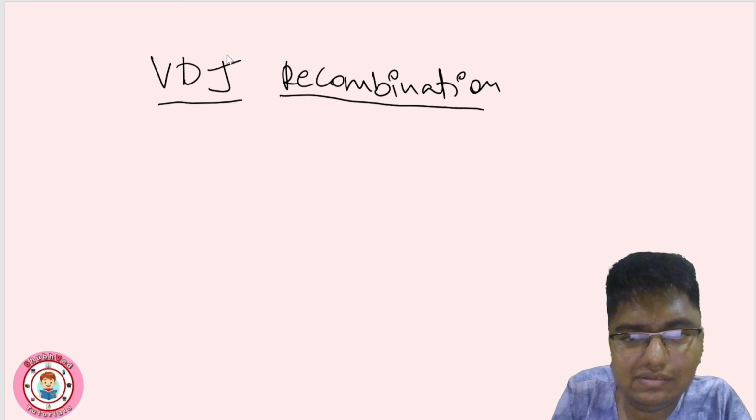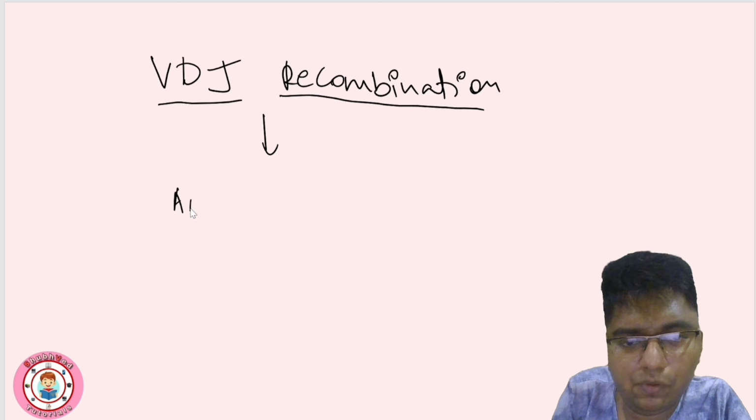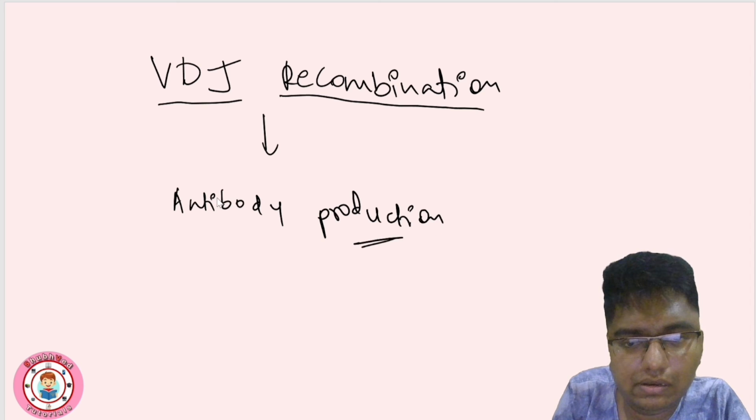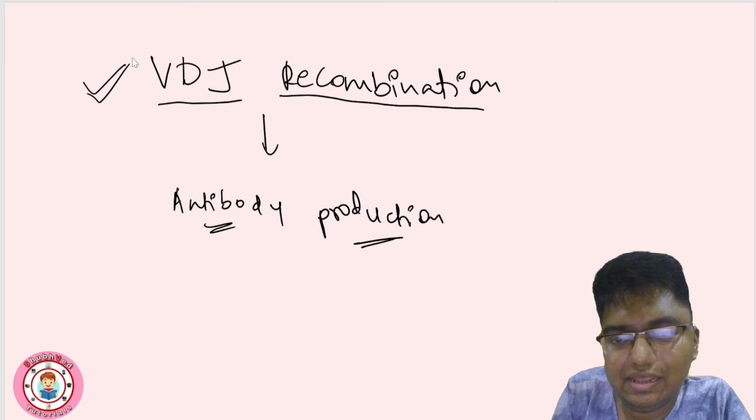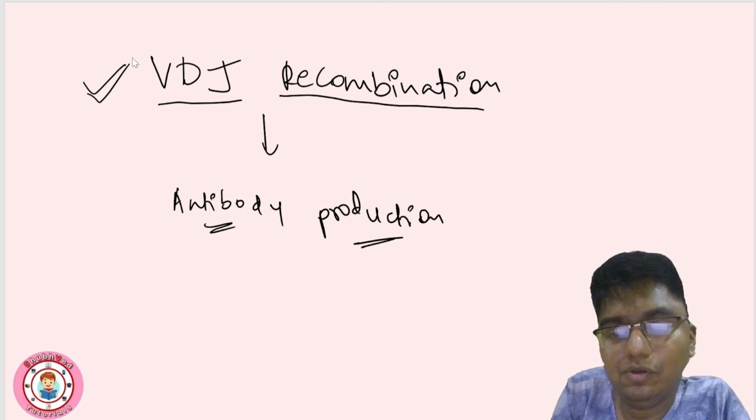What happens here? Antibody production. We know antibodies are specific against a foreign particle. So this takes place with the help of VDJ recombination, right? We will not discuss this here in detail. This comes under the immunology section, right?